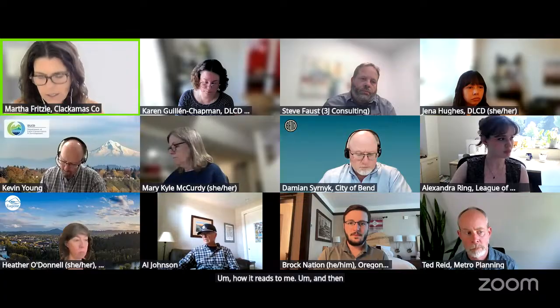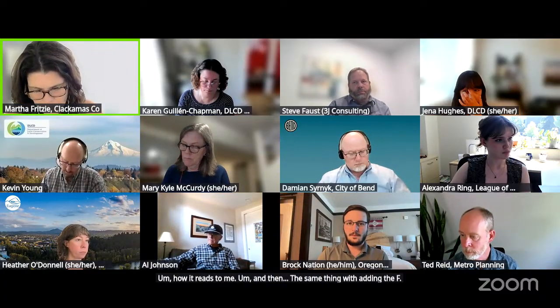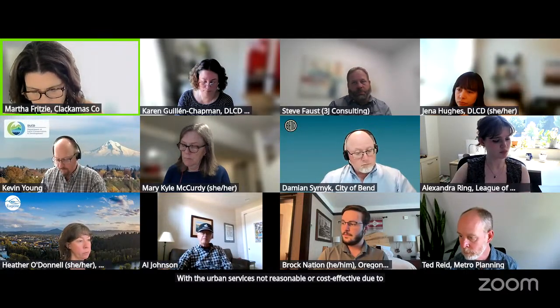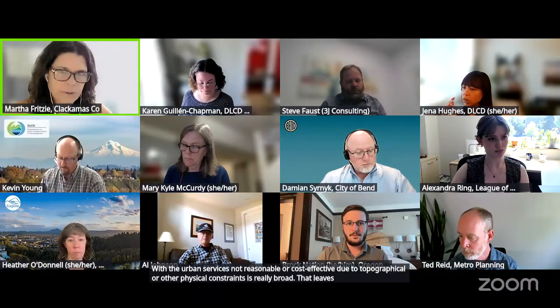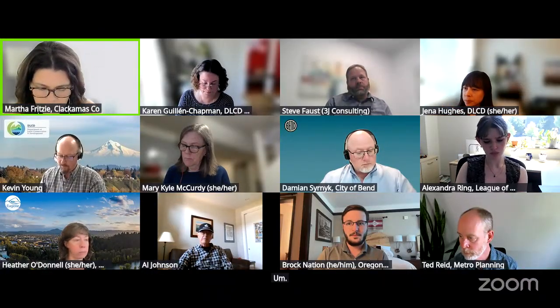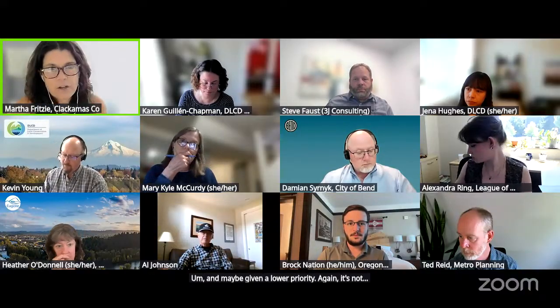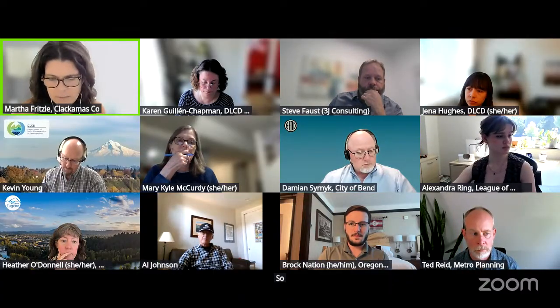And then the same thing with adding the F with the urban services, not reasonable or cost effective due to topographical or other physical constraints is really broad. That leaves a lot of wiggle room. And maybe given a lower priority. Again, it doesn't say, are they all now priority 5? So same type of comments.